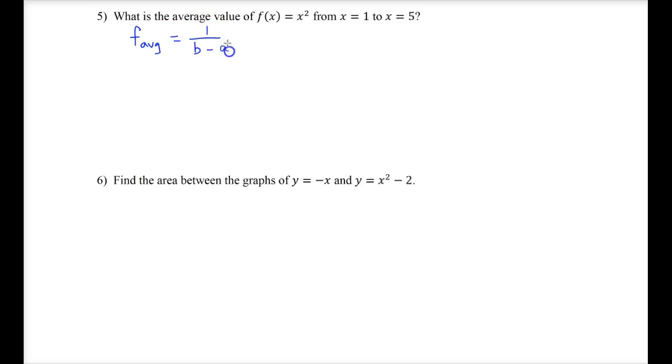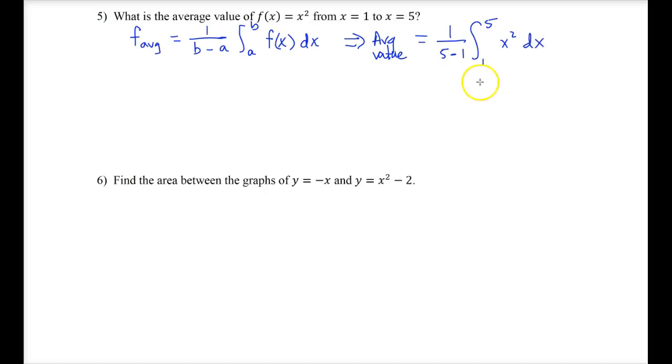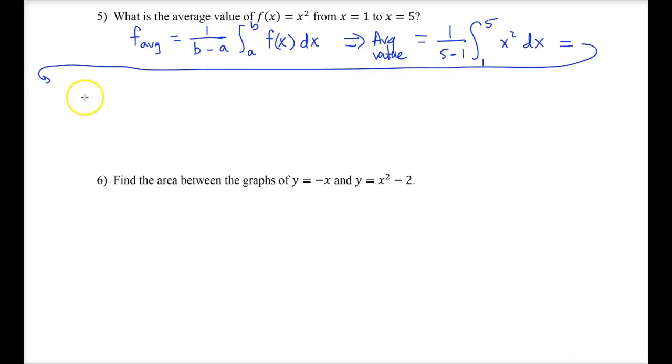That will be 1 divided by b minus a of the integral from a to b of f of x dx. And of course, if this is the case, then we know that our average value for this example is just going to be 1 over 5 minus 1 integral from 1 to 5 of x squared dx. Of course, we've already dealt with solving the integral of x squared. And we already know that's x cubed divided by 3, so that kind of makes this simple at this point. So we deal with our fraction. 1 divided by 5 minus 1 is just 1/4.